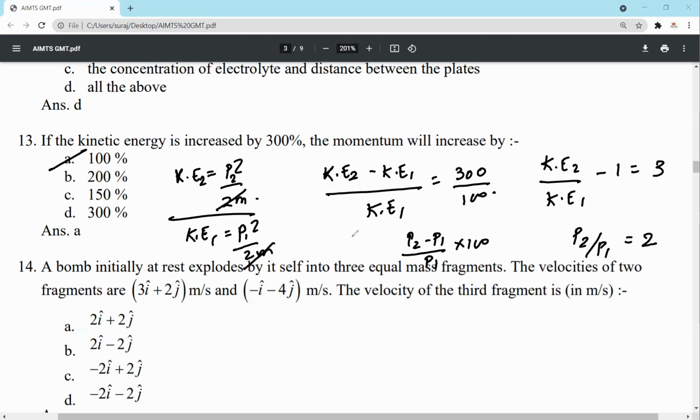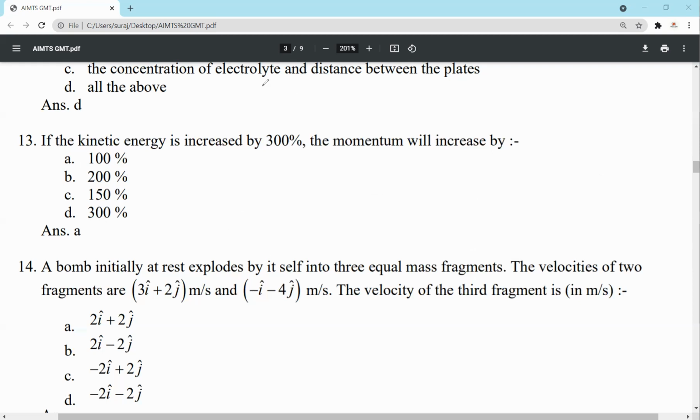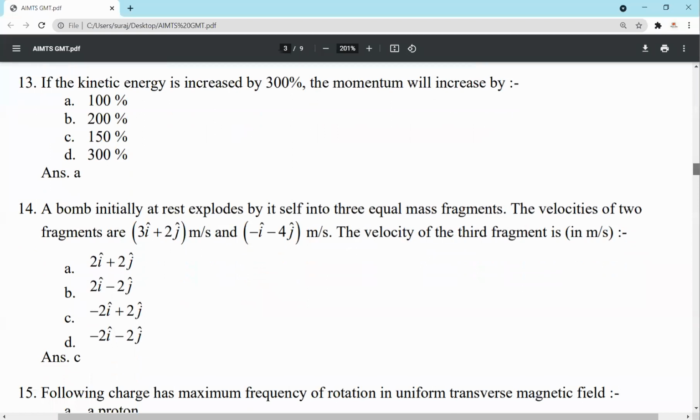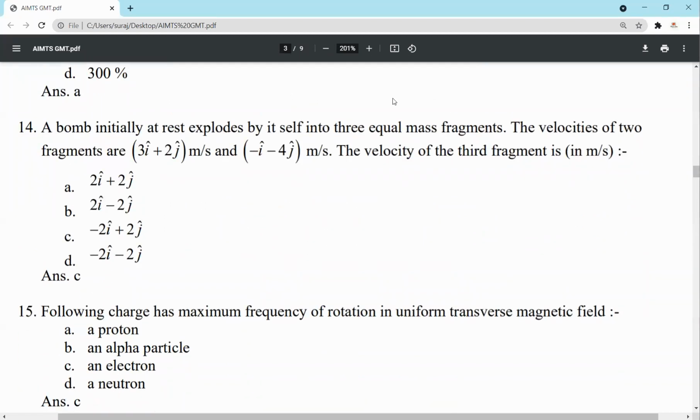Question number 14. A bomb initially at rest explodes by itself into 3 equal mass fragments. The velocities of 2 fragments are given. Find the velocity of the third fragment. See, net momentum should be 0, right? Because the initial momentum of the bomb is 0, so the net momentum after should also be 0.